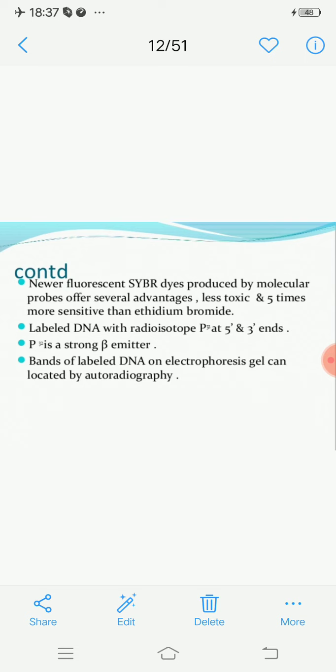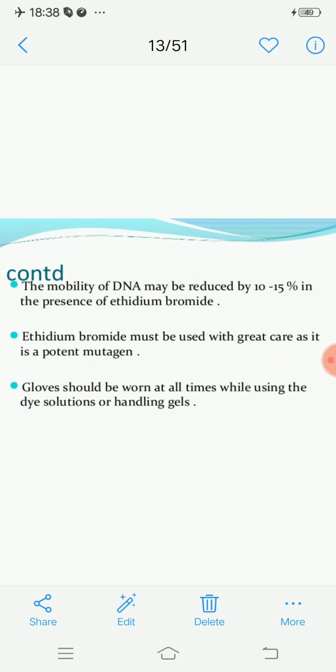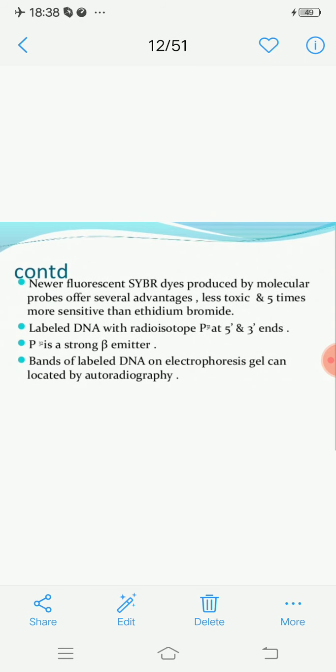So fluorescent dyes are mostly used as a probe. Why are fluorescent or SYBR dyes mostly used? Because they are less toxic and more sensitive than EtBr. EtBr has some harmful disadvantages, shown in this slide: it decreases mobility, it is a mutagen, it can harm your body, it can lead to cancer. So to avoid this, you can use a different fluorescent dye in agarose gel electrophoresis.